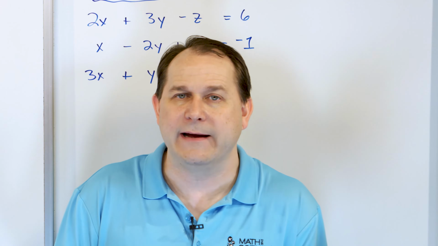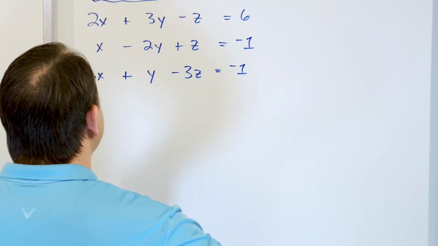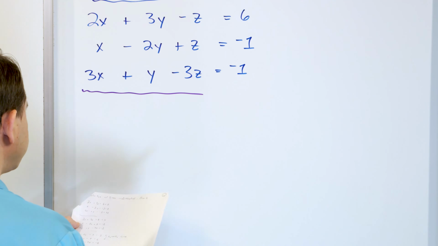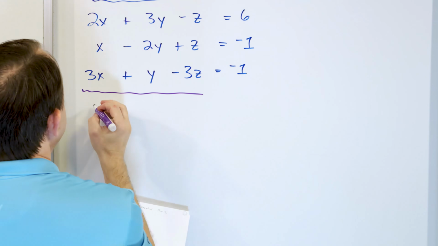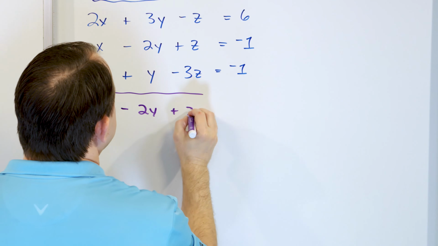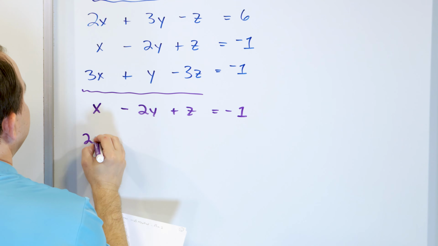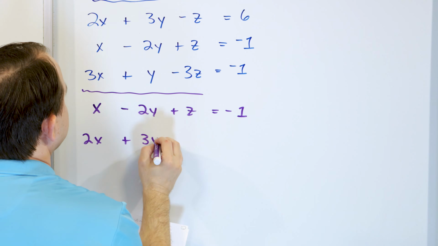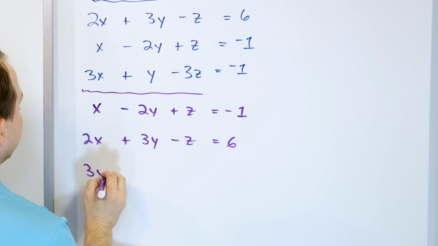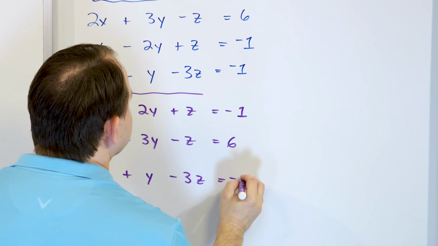I can multiply by anything I want to cancel anything I want. So this will be the first problem where we actually introduce a swap. What I'm going to do is take the second equation and make it the first equation. x minus 2y plus z is equal to -1. The next equation I'm going to write down is 2x plus 3y minus z is equal to 6. The third equation is 3x plus y minus 3z is equal to -1.